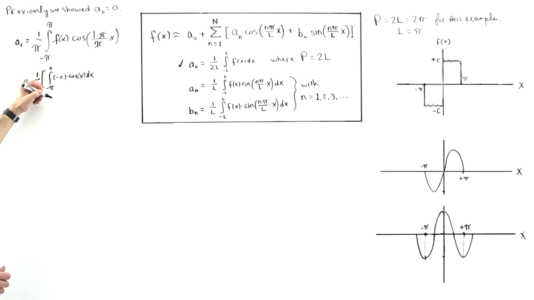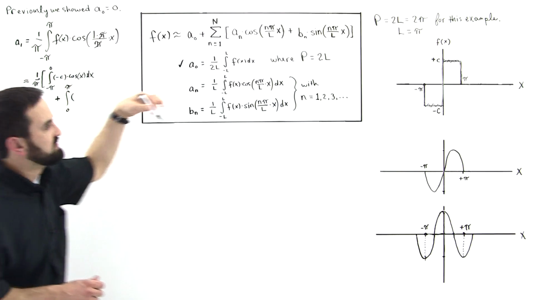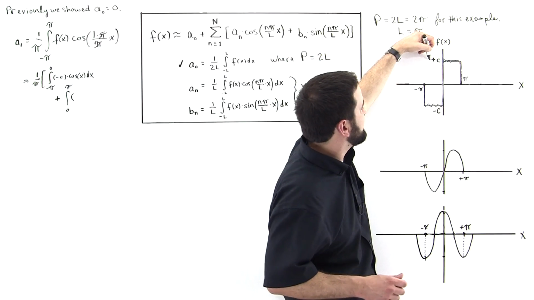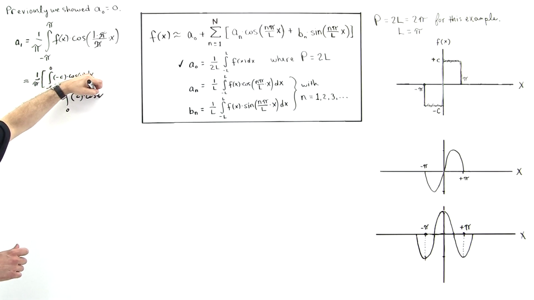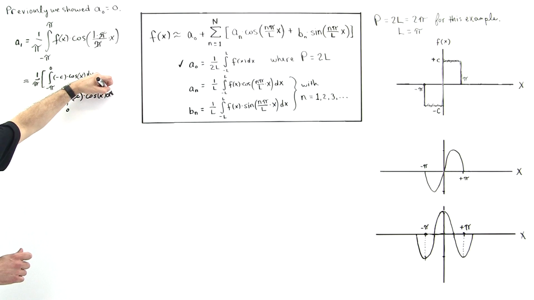dx plus, I'm going to come underneath, 0 to pi, but from 0 to pi, the function is positive c. So we put that in. I always like to put the function value in parentheses just to remind myself to keep my bookkeeping notation correct. And this is times the cosine of x dx, close bracket, like so. Okay, so this is equal to 1 over pi times open bracket.